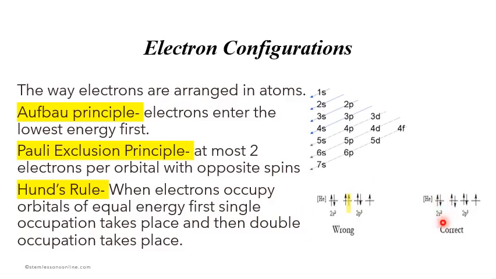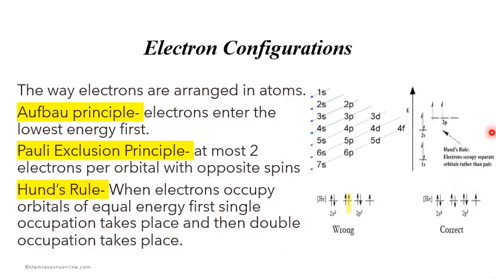And now Hund's rule says when electrons occupy orbitals of equal energy, that means 1, 2, 3 like that, first single occupation takes place and then double occupation takes place. That means it cannot actually pair up before it is singly occupied. We will see an example.